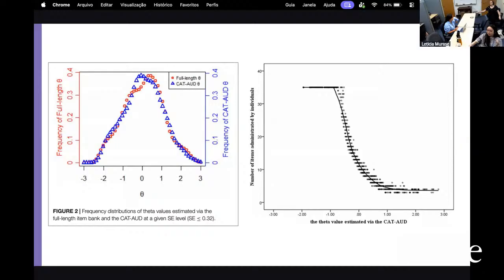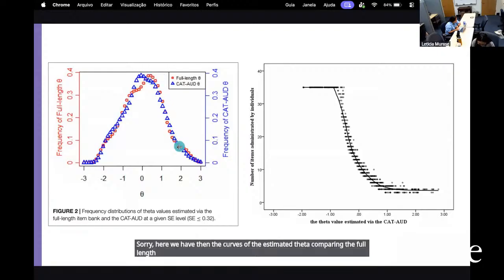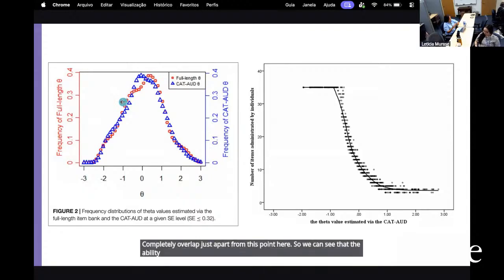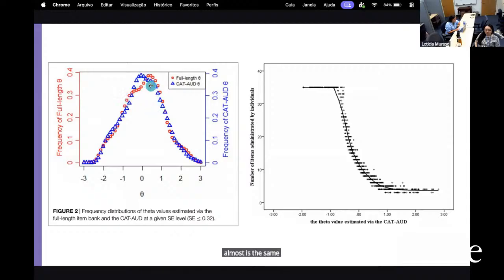Here we have the curves of the estimated theta, comparing the full length in red, and in blue we have the CAT AUD. So you can see that the lines almost completely overlap, apart from this point here. So we can see that the ability level, or actually the consumption level, is the same for both tests.